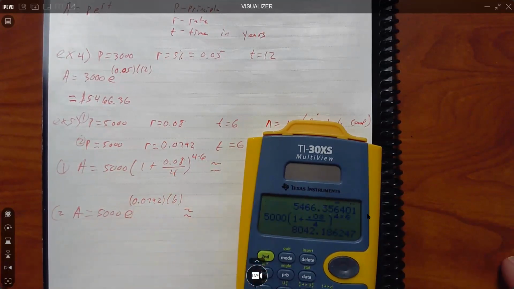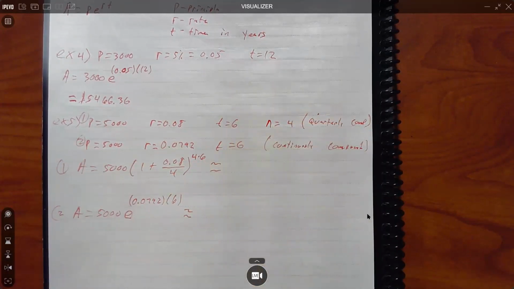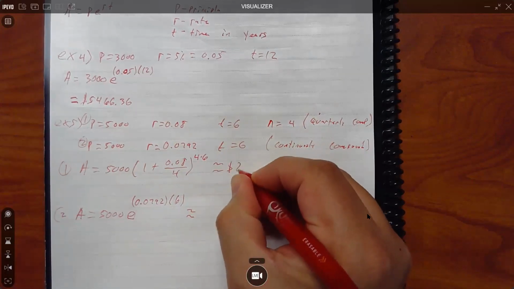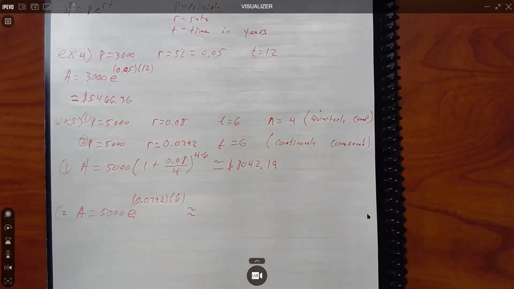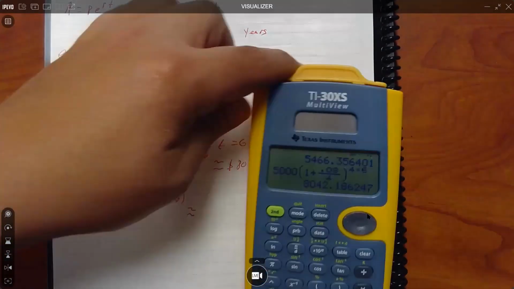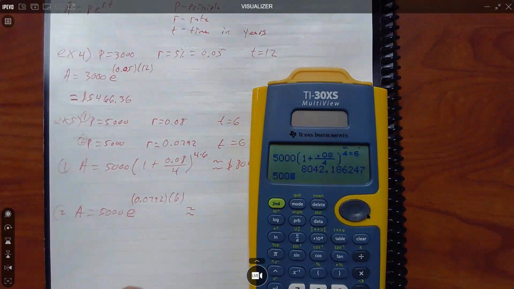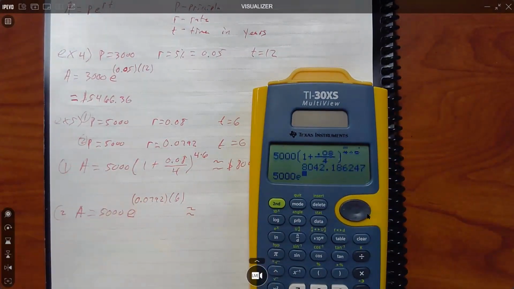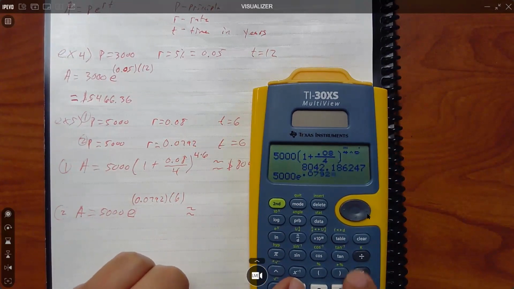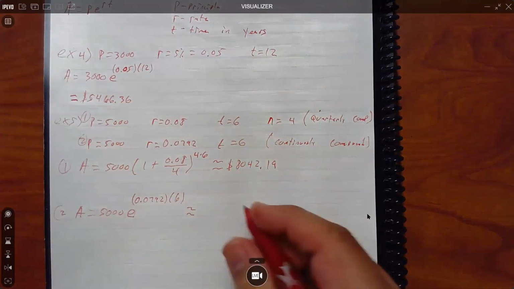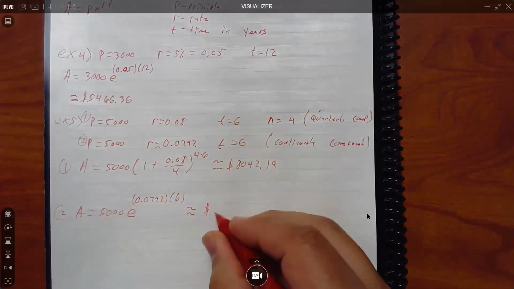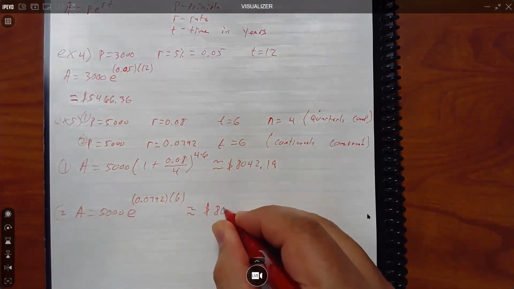So 8,042, okay. 8,042 and 19 cents. Now let's do the E, 5,000 times e to the 0.0792 times 6. Okay, so it looks like the other one was better. At least in this amount of time.